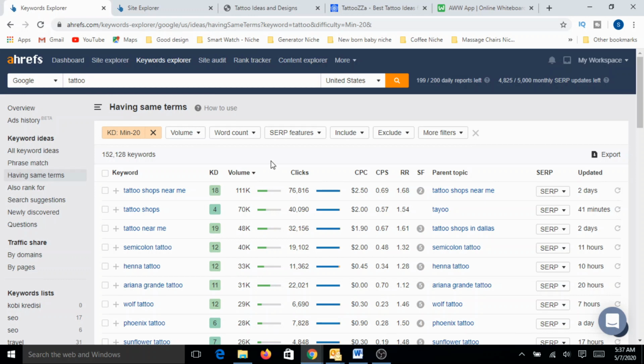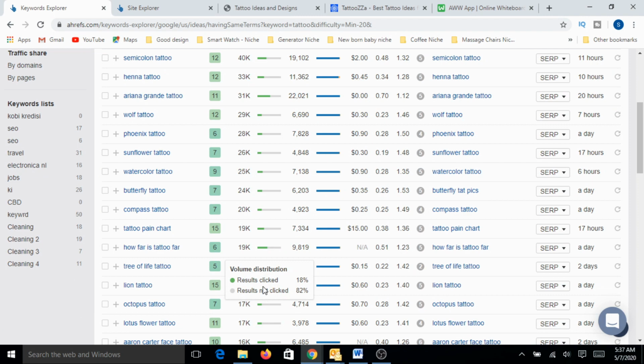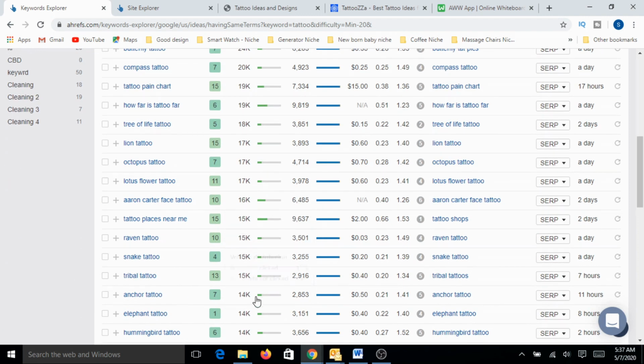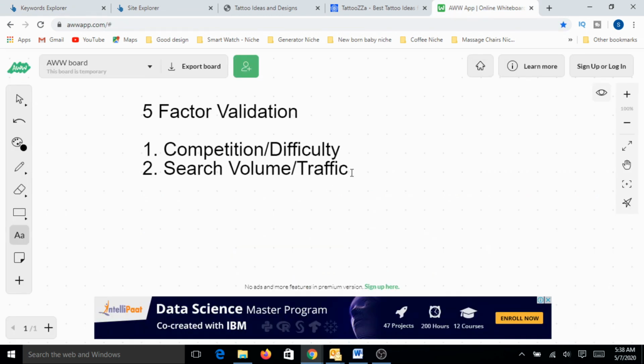So always, for search traffic or volume, higher is better. Now if you see here, for most of these keywords the search volume is actually unbelievable. So you have so high search volume. You won't find this high search volume for most of the micro niches that we have been analyzing, barring one or two, right? So that means the second validation is also true.